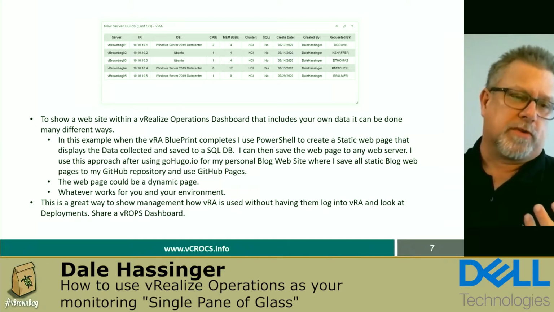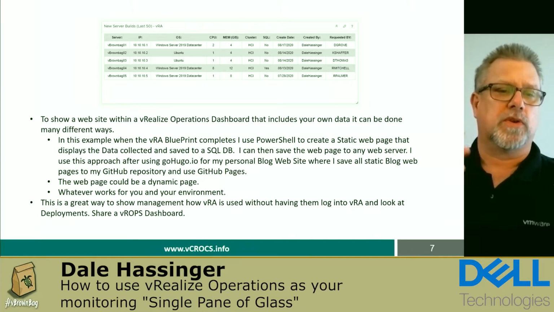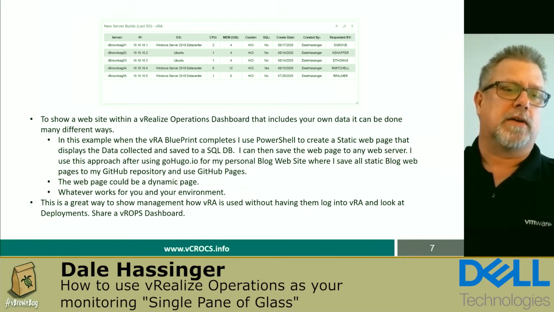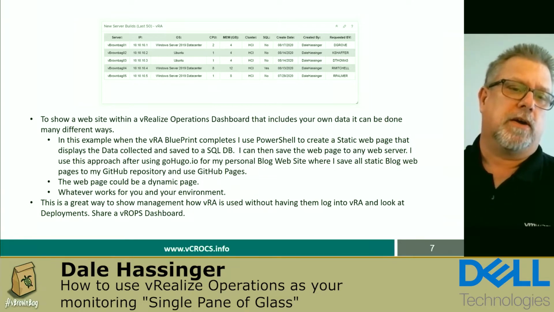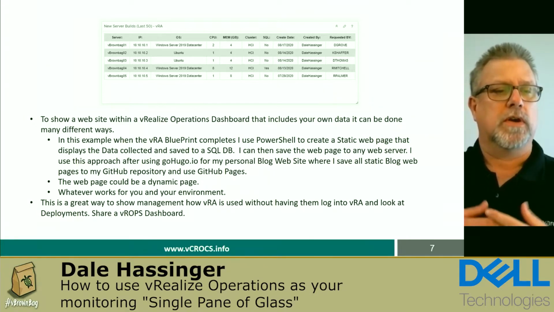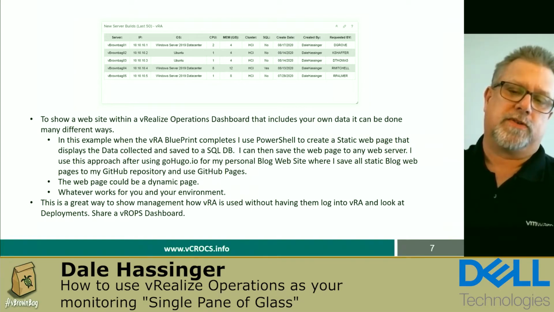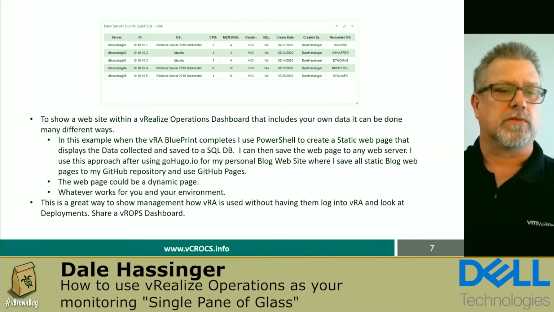And it doesn't matter what the web server is. If you're a Windows web shop and you want to use IIS, or if you want to use any other kind of web server, it doesn't matter. I kind of got the idea because if you go to my blog site, I've been using Hugo, which I've been pretty happy with. I take all those pages I create with Hugo and save them to my GitHub repository, and I use GitHub Pages to display that. When I started using that, I thought that'd be a great way to do vROps. So that's what I do.